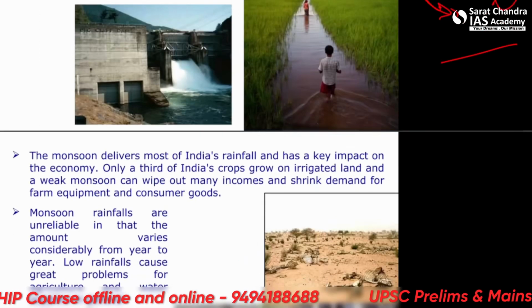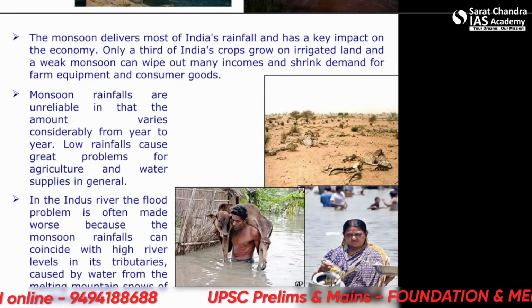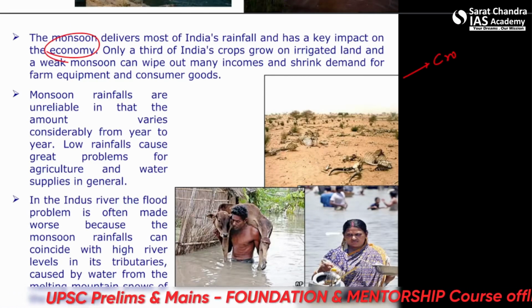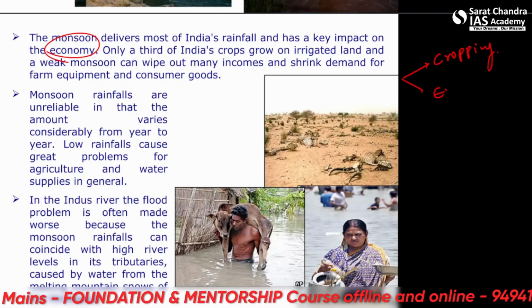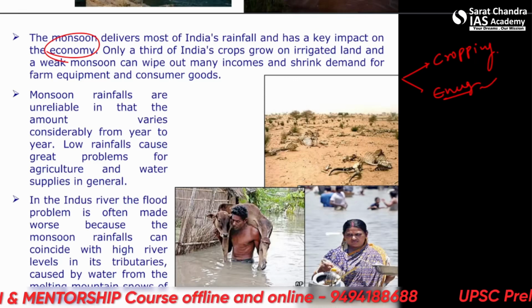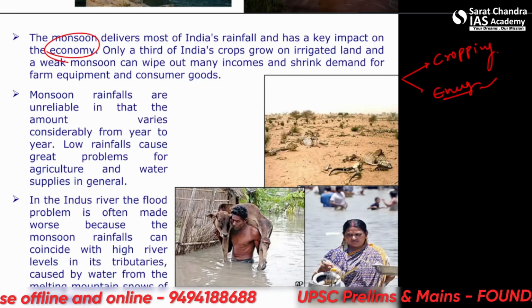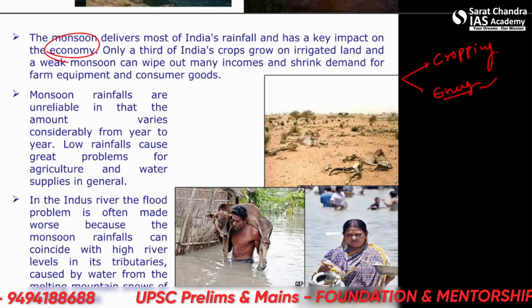So the monsoon delivers most of India's rainfall and has a key impact on the economy, in the two ways we have already told. One is the cropping, and second is the energy production. So only a third of India's crops grow on irrigated land, and a weak monsoon can wipe out many incomes and shrink demand for farm equipment and consumer goods. So this is how both the things are connected.